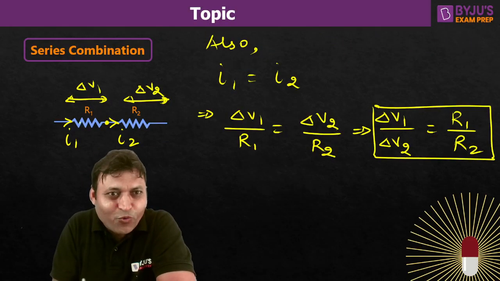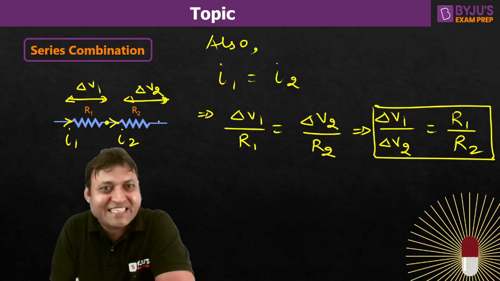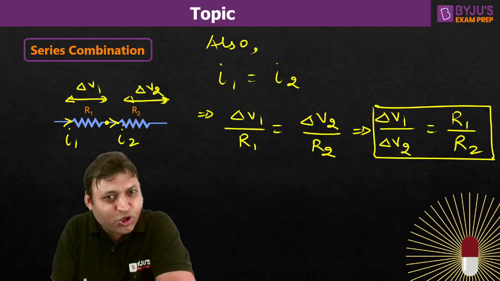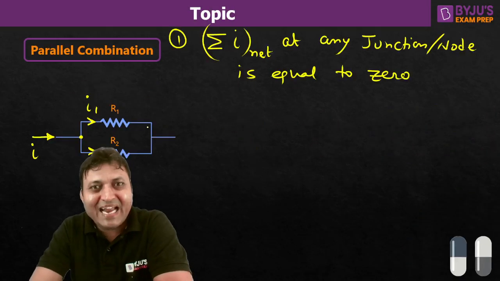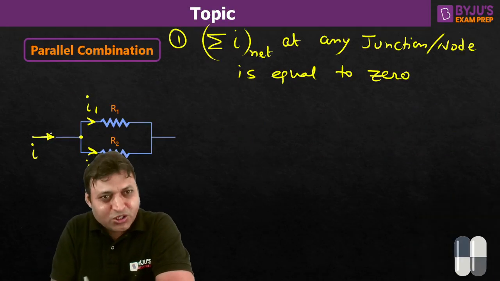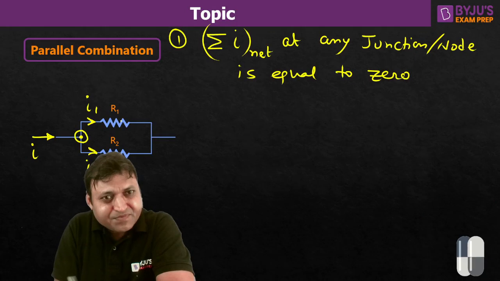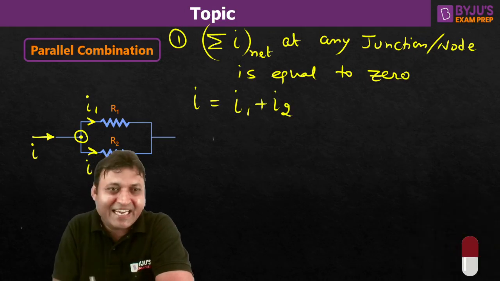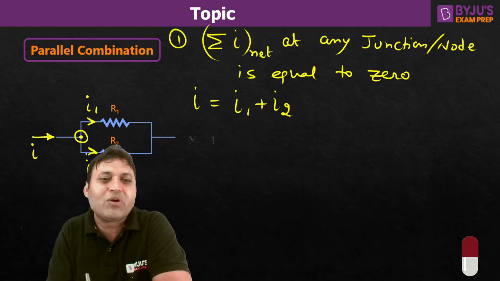This is the point where both the resistances are meeting. This is the junction for R1 and R2. I1 should be equal to I2 because the net current flow must be 0. What we can say, this is one of the junctions. We can say I will be equal to I1 plus I2. Current entering is I, current leaving is I1 plus I2.